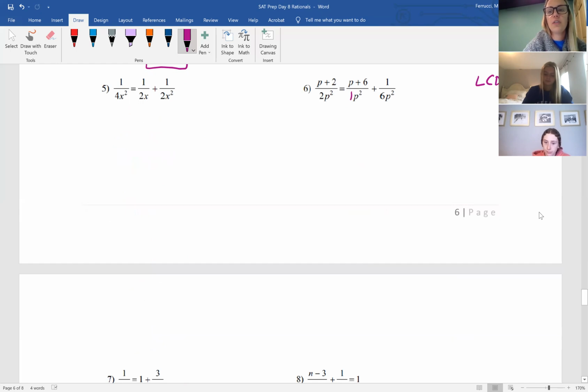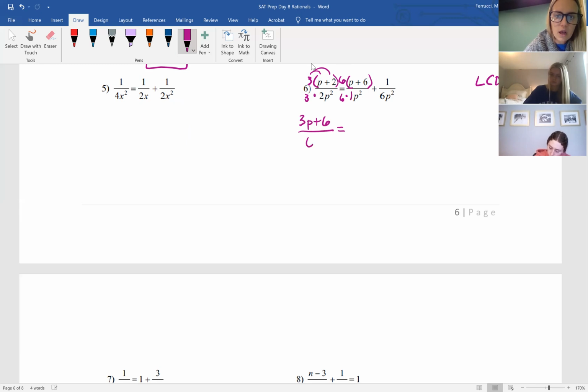Okay, so the least common denominator is 6p squared. So to get this to be 6p squared, you would multiply it by 3, multiply that by 3. Multiply this by 6, multiply this by 6. Then that last one's fine. It already has 6p squared. So the top up here ends up being 3p plus 6 all over 6p squared.